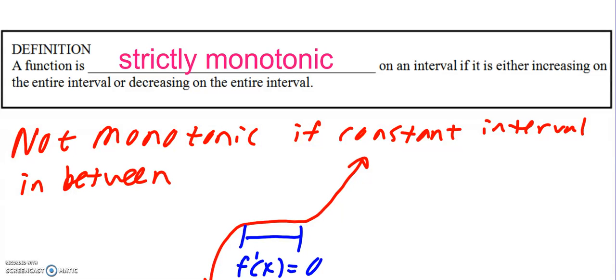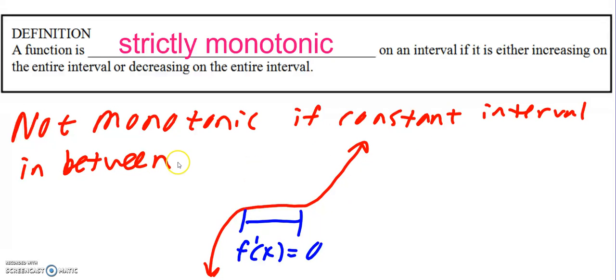Strictly monotonic. So a function is strictly monotonic on an interval if it is either increasing on the entire interval or decreasing on the entire interval. Keep in mind that that means it is not monotonic if it's constant anywhere on that interval. So if I'm increasing, but then I'm constant, and then increasing again, that is not considered monotonic. But if I'm just increasing the entire time, for instance, f of x equals x, f of x equals x cubed, those would be strictly monotonic because they're increasing the entire time. If you throw a negative in front of any of those, then they're decreasing the entire time, which would also be strictly monotonic.